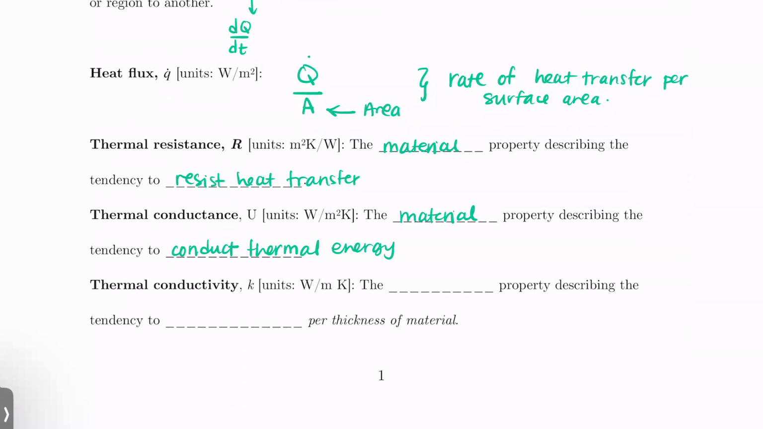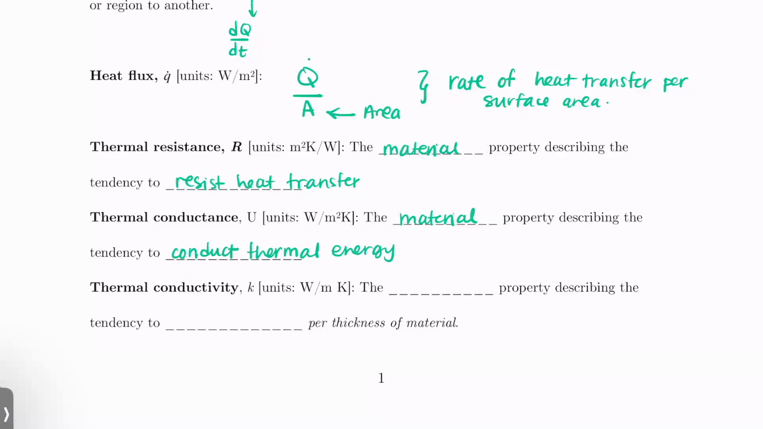And then last but not least, we have thermal conductivity, which is different than conductance. We're going to use this one actually quite a lot. The thermal conductance isn't really going to come up so much, so the multiple U's is really not an issue. We're going to use thermal conductivity K, which has units of watts per meter Kelvin. This is also a material property that describes the tendency of the material to conduct thermal energy. But the key difference here is that this is per thickness of the material, so it matters how much of it you have.